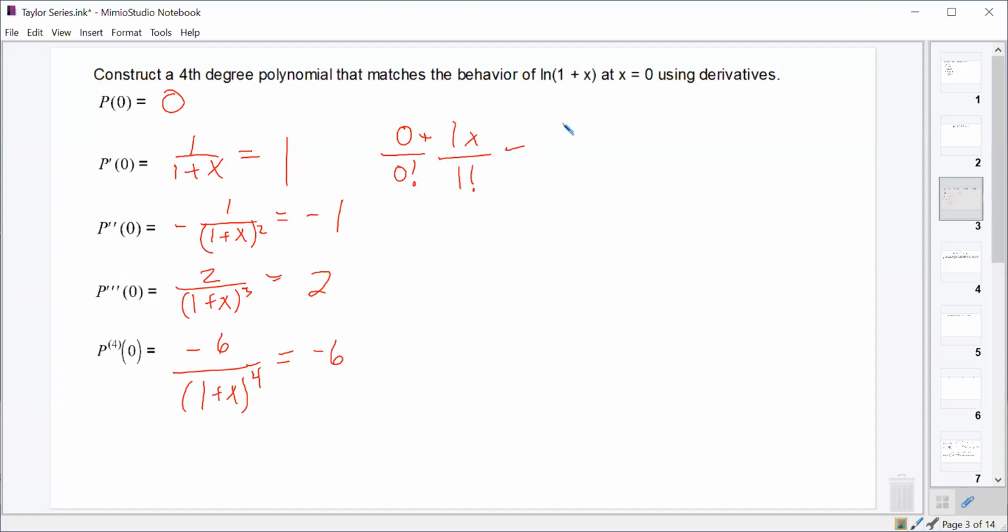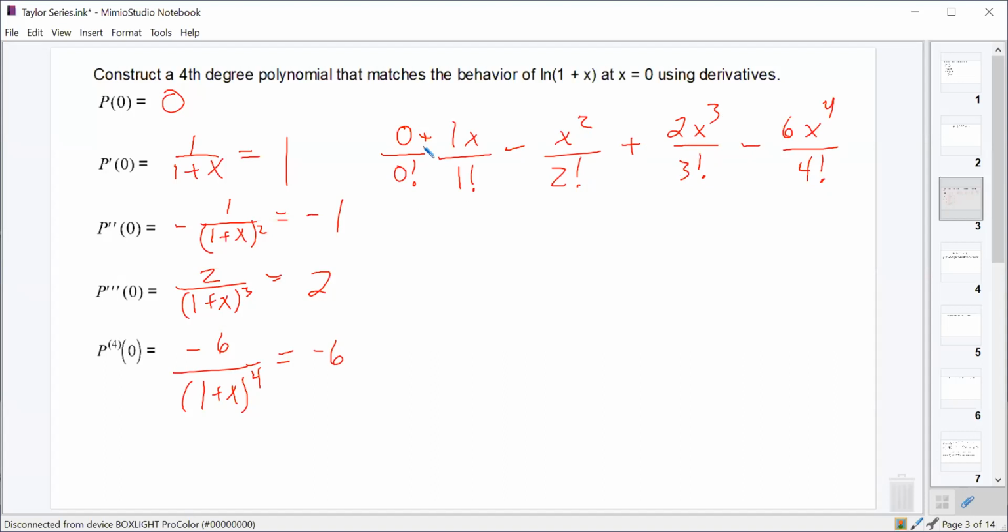The next one is a minus 1x squared over 2 factorial. Then we have a plus 2x cubed over 3 factorial. And then we would have a minus 6x to the fourth over 4 factorial. And we should be able to simplify that down. What should we get if we simplify that down?